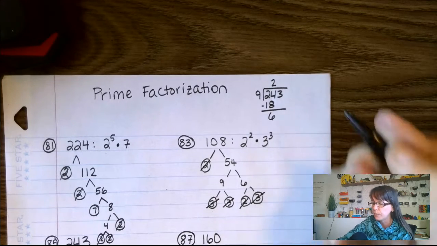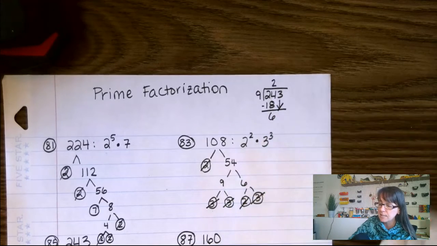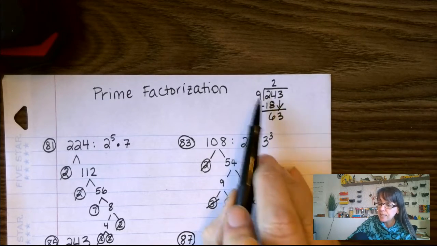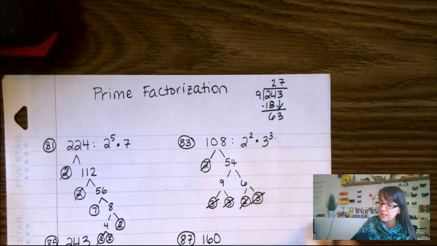That's totally fine too. All right, when we subtract to find our remainder, remaining balance, we also have to bring down. 9 goes into 63 7 times. So, all right, well, now what we know is 9 times 27 will give me 243.